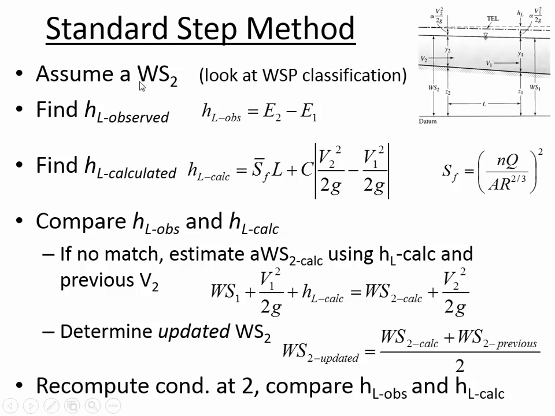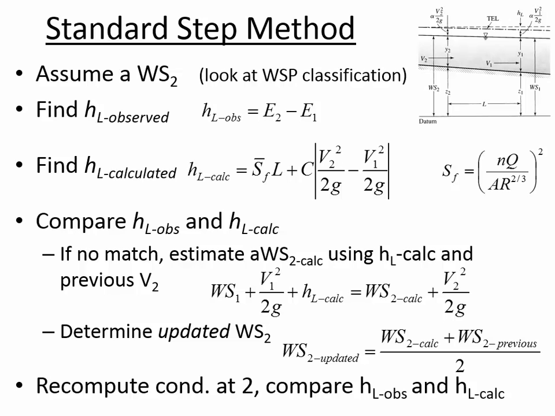Just like we did in the numerical integration method, at first, we don't know what the unknown depth is, and so we have to guess. We'll start with a guess. And so the first thing that we'll do is we'll just make a guess for how far it is from the datum to the water surface at location 2.